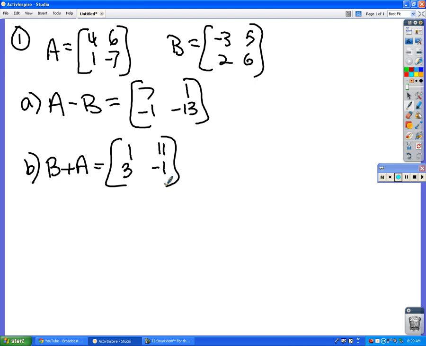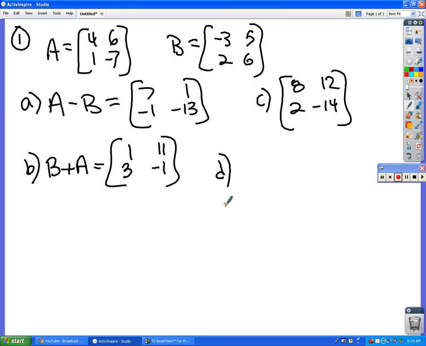And C, did you get that wrong? Okay. C, 2 times A just means double all the numbers in A. So 4 becomes 8, 6 becomes 12, 1 becomes 2, and negative 7 becomes negative 14. And then D is a little bit tricky.